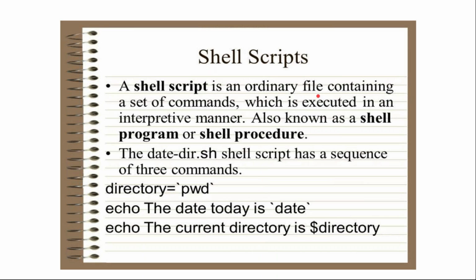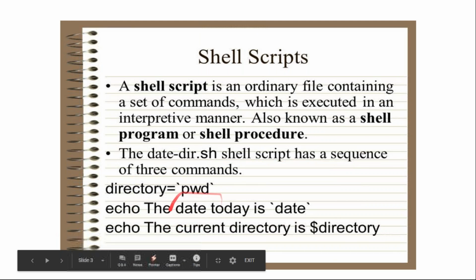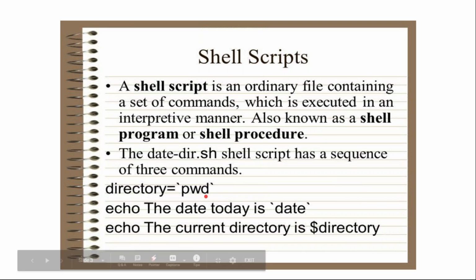Now, a shell script is an ordinary file containing a set of commands which is executed in an interpretive manner, also known as a shell program or a shell procedure. You can make a shell file with the extension .sh, a shell script, containing a sequence of commands. For example, this is a command directory. This is a set of commands you want to run in one file. Then you use a file name, a file name dot sh, where sh is the shell extension.